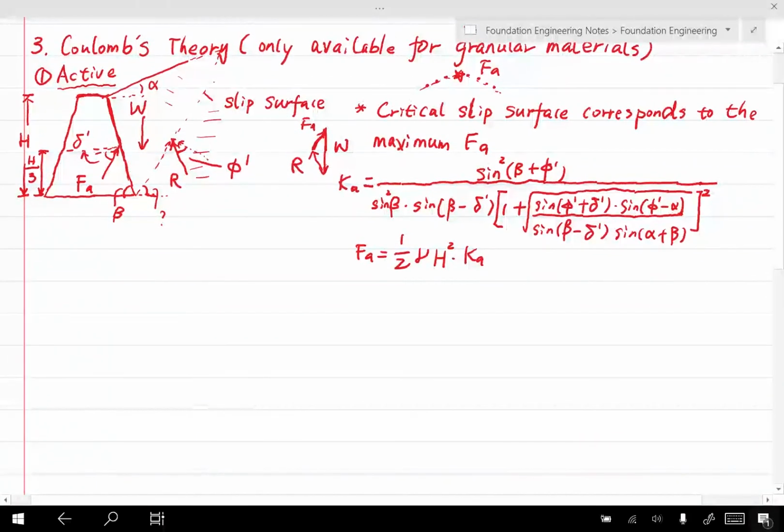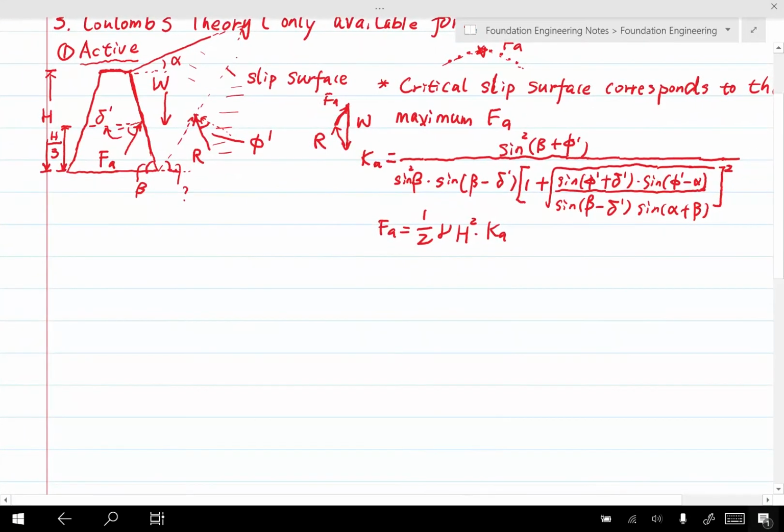So please take a second look at this equation. Make sure you copy down the correct equation. Then let's take a look at the passive case.